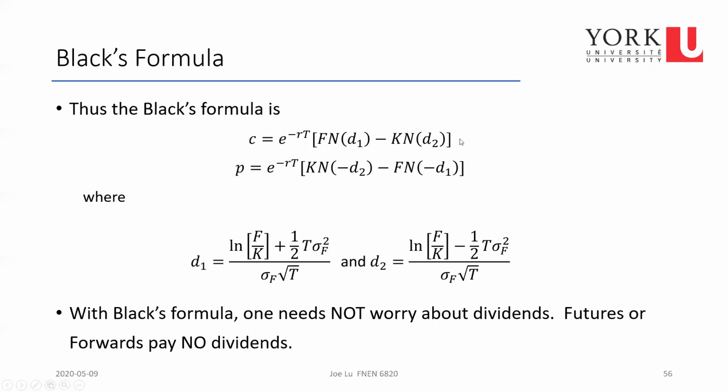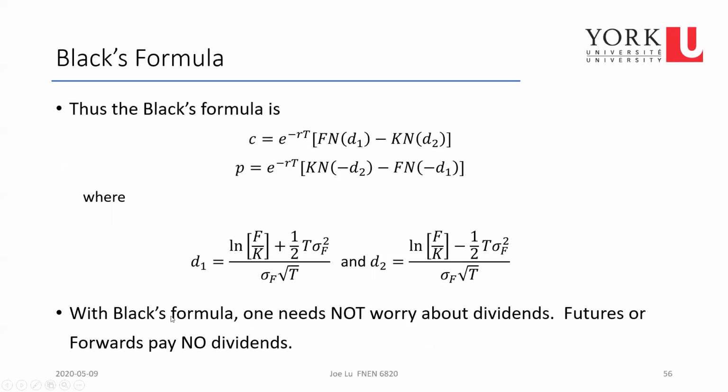Again, this is very similar to what we have seen before in the Black-Scholes-Merton formula. If you change S to F, and if you plug in q equal to r, then essentially you will have a formula here.